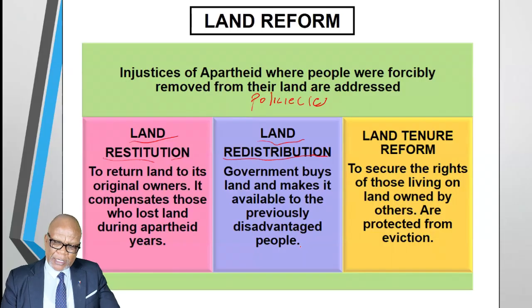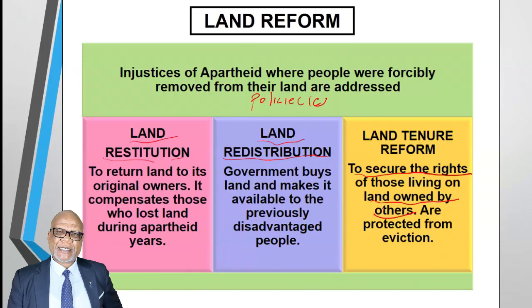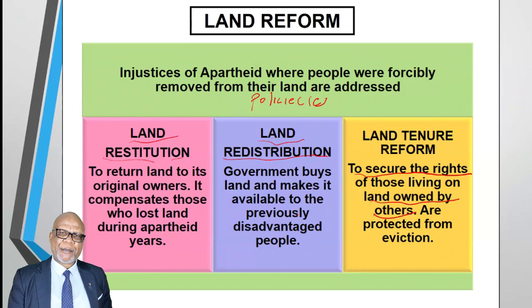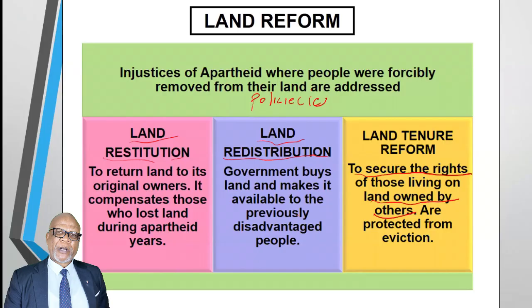Then we have land tenure reform. What is land tenure reform? Land tenure reform simply refers to securing the rights of those living on land owned by others, the land that is not theirs. For example, if a person is renting a house, you cannot send them out once you don't want them there anymore. You must give them time to get a land.